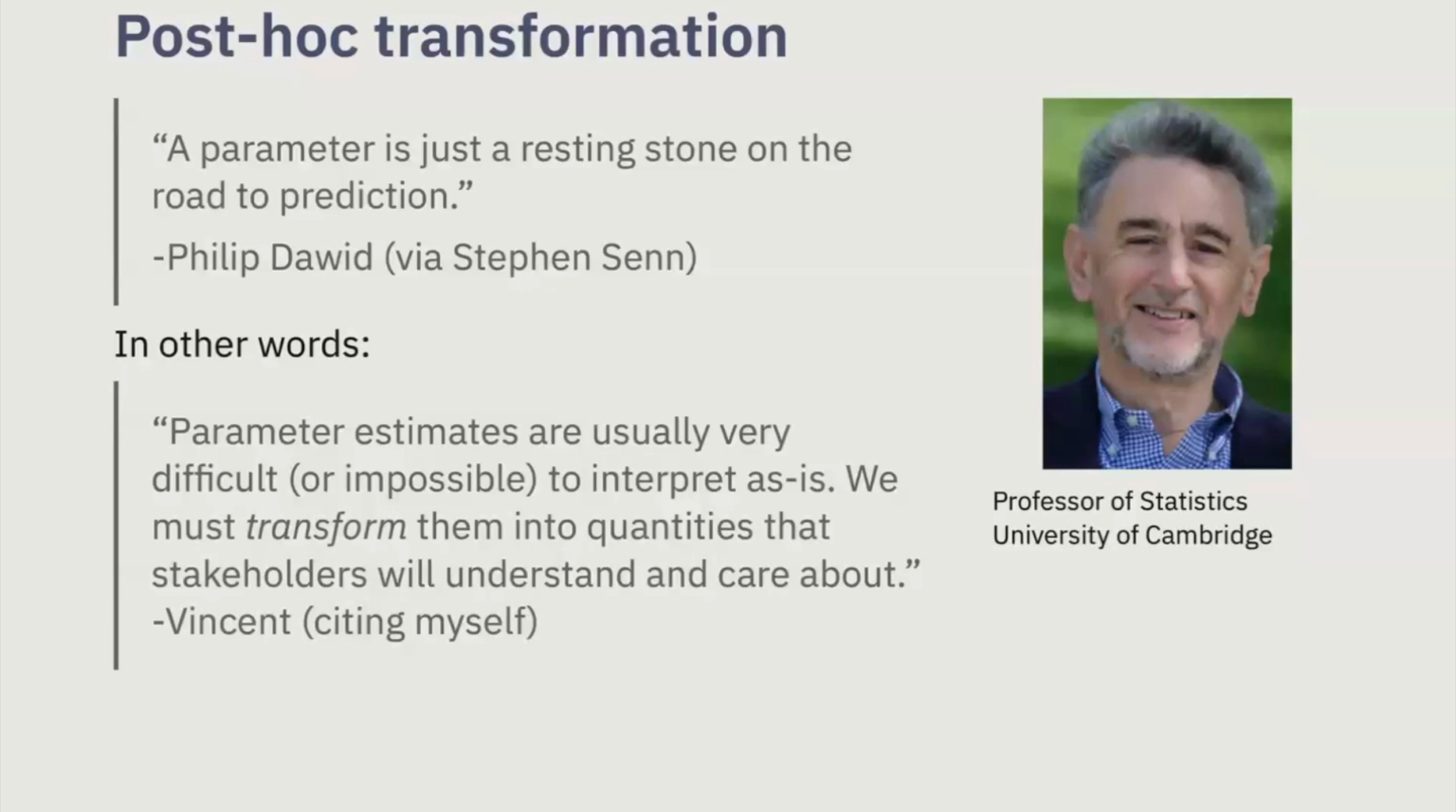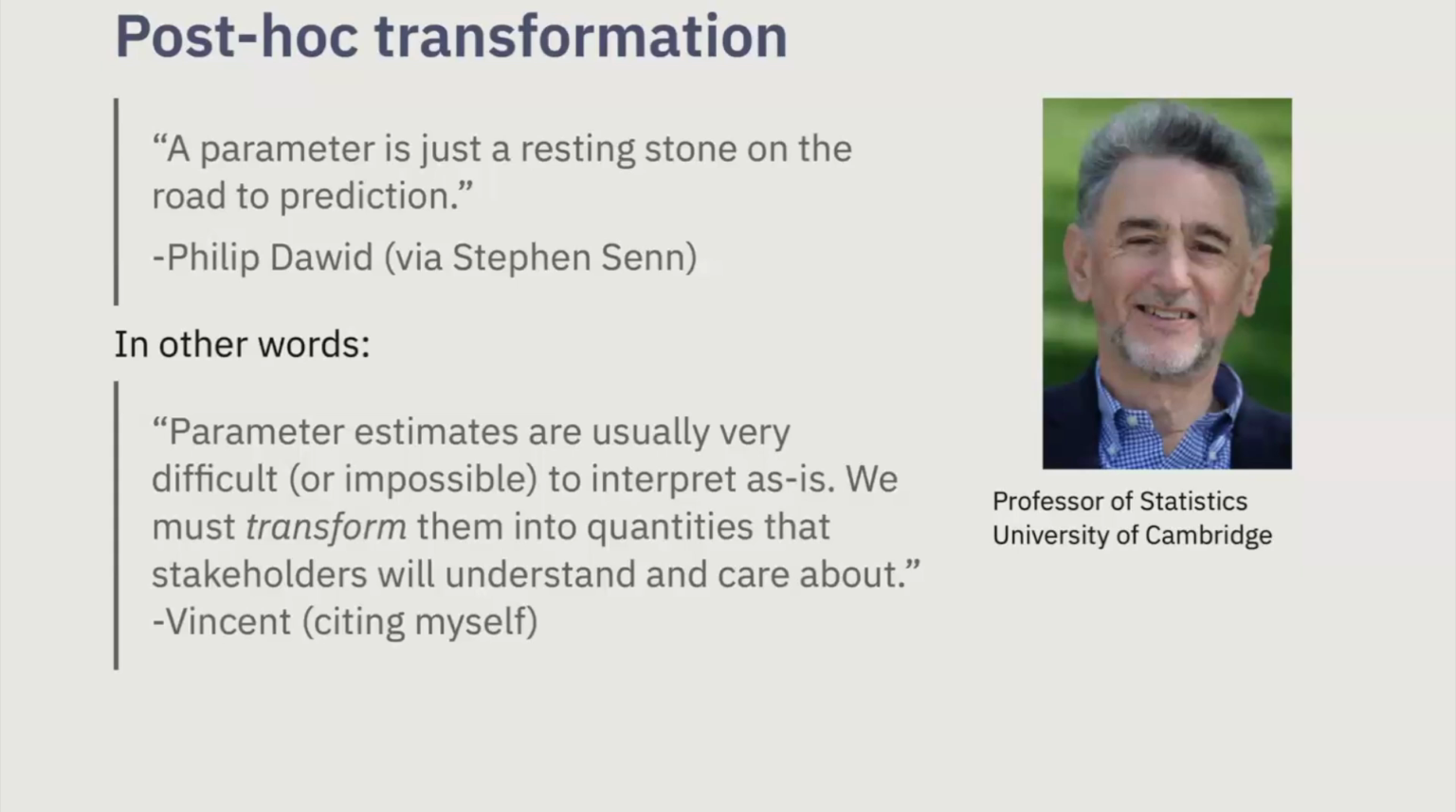So this is a quote that I like from Philip David. He says that a parameter is just a resting stone on the road to prediction. And so parameter estimates by themselves, I would argue, are usually very difficult and sometimes basically impossible to interpret as is. And so in our practice as statisticians, as social scientists, as data scientists, we often need to transform parameter estimates to create quantities that stakeholders will understand and care about. Basically, nobody cares about the parameters of your models. And so you better make sure that those parameters are represented in a way that makes sense, that is intuitive, that yields understanding and actionable insight.